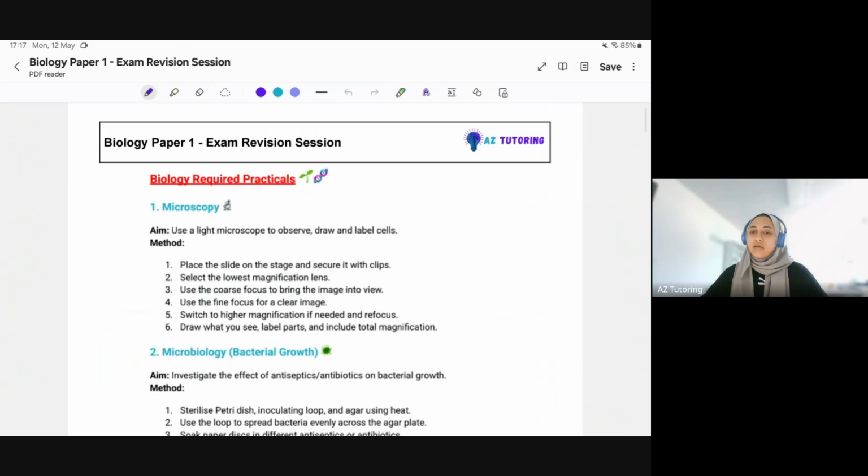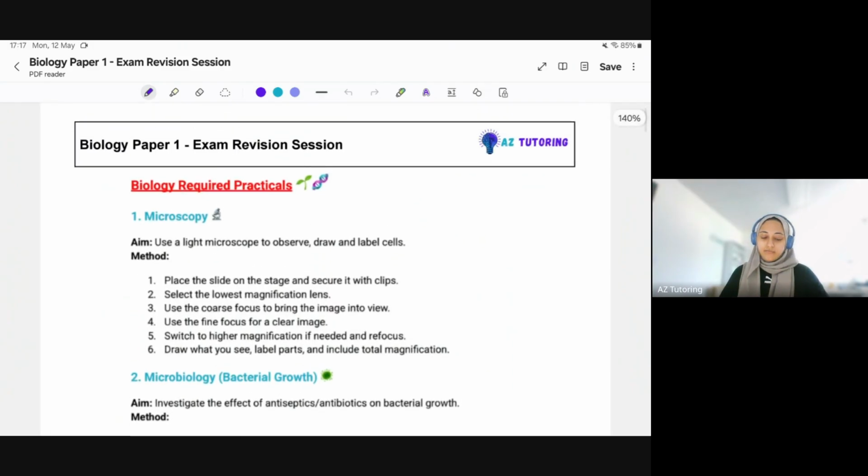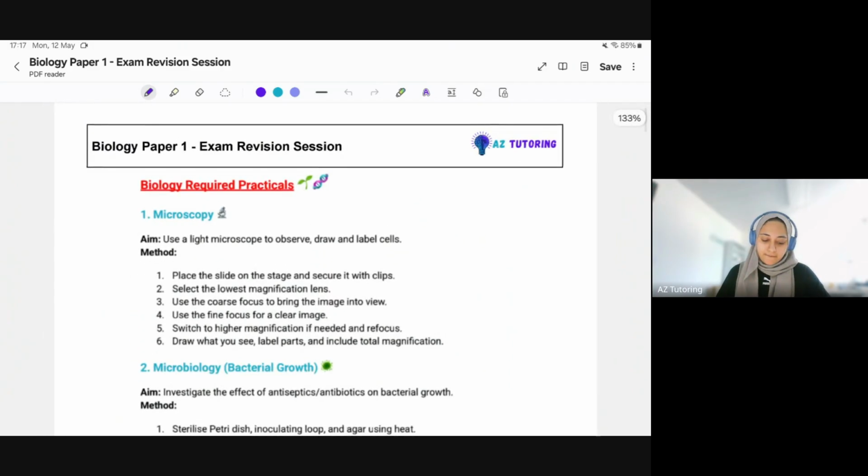For Edexcel, just make sure you compare it against your content list, just to make sure its topics are in tomorrow's exam and not for after the holidays, because it's just in a different order, but more or less they're exactly the same. Okay, so we've got the required practicals first. There's a few that you need to know.